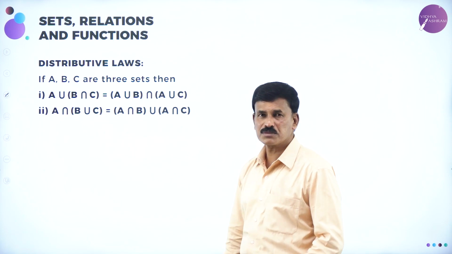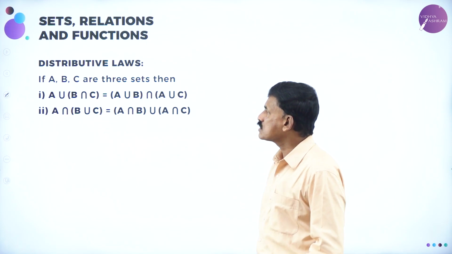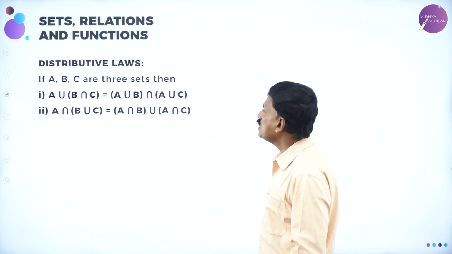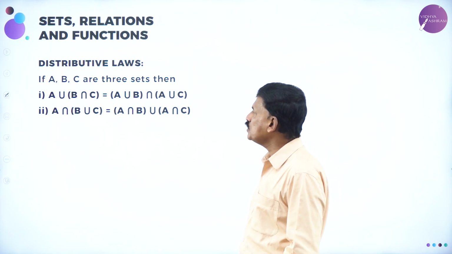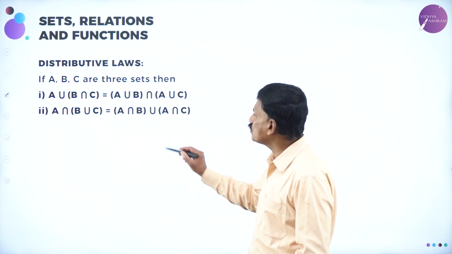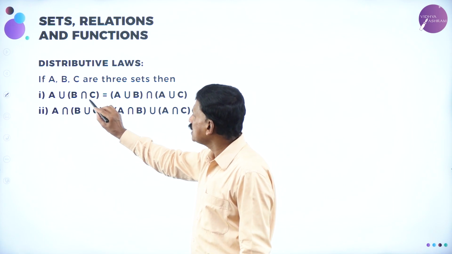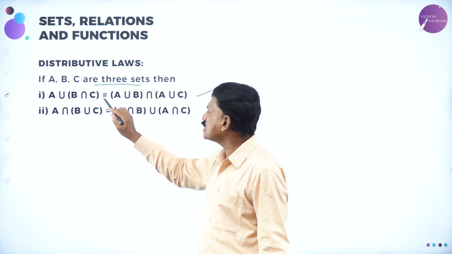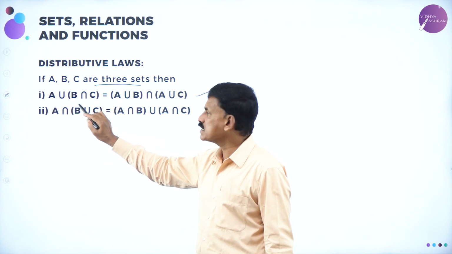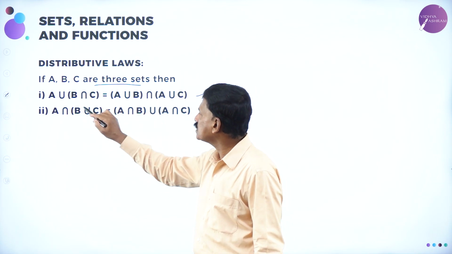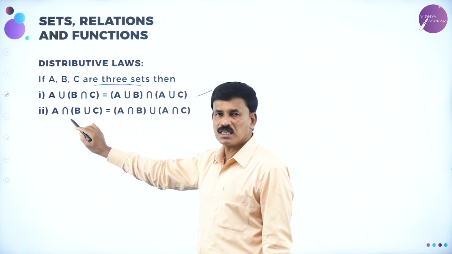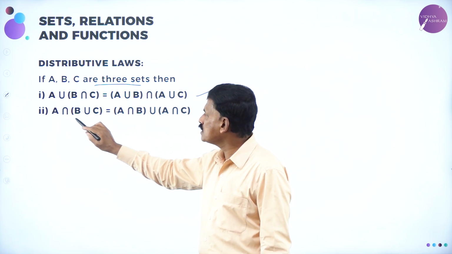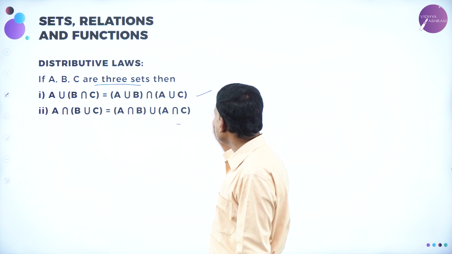Now, let us come to the next property, distributive laws. So, if A, B, C are 3 sets, then A union B intersection C is also equal to A union B intersection A union C. And similarly A intersection B union C is equal to A intersection B union A intersection C.